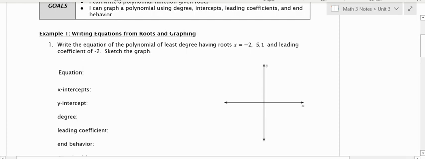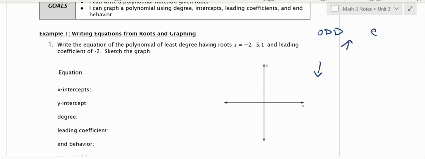So in the previous video, we talked about the relationship between degree and behavior. For example, we saw if it was an odd degree, the end behavior went in opposite directions. If it was an even degree, it went in the same direction. This is if it was a positive leading coefficient. If it was a negative leading coefficient, it was basically the reverse. So the odds still went in opposite directions, the even still went in the same direction, it would just be flipped.